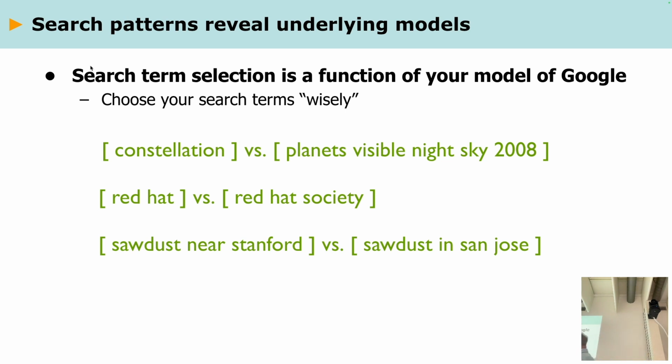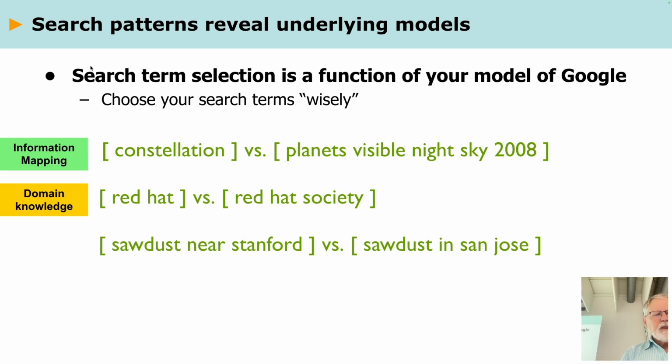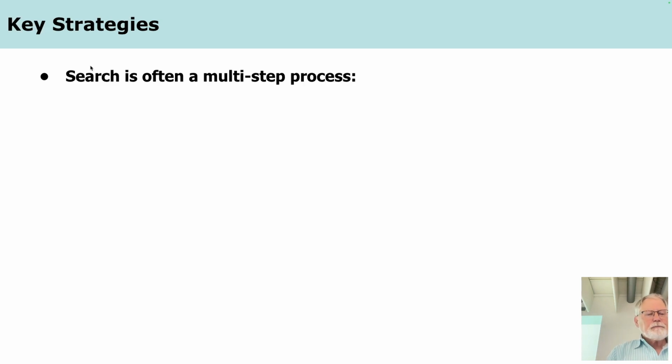For example, sawdust near Stanford finds a builder's site where you can go and build things out of wood. It's a communal wood shop, okay? This just is a place where you can buy sawdust, very different thing, right? So how much you know gets encoded in the query, so how you use the system. And those are the different kinds of knowledge we see expressed.